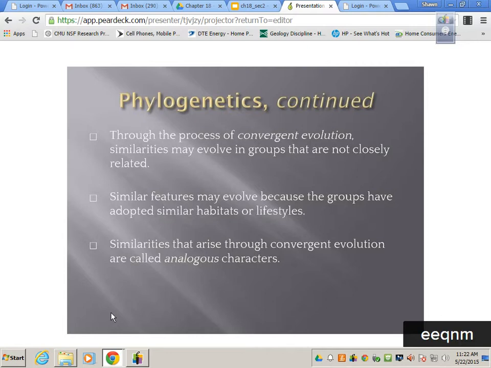So we say that they are analogous characteristics. They might have a similar habitat or lifestyle, but they are analogous, meaning not related. If they are related, we say homologous. Everybody say homologous. Homologous do have ancestral connections, whereas the analogous ones do not. Analogous means convergence took place. Homologous means that what's called divergence took place.